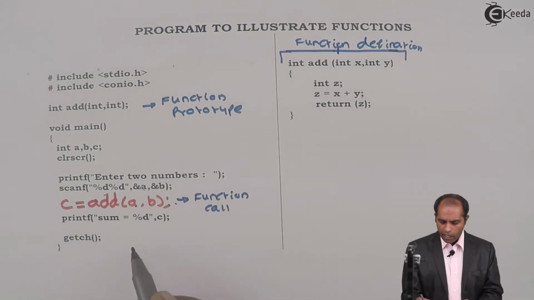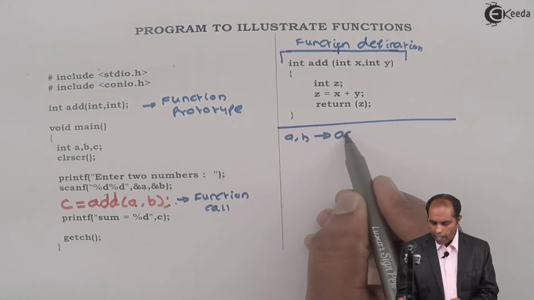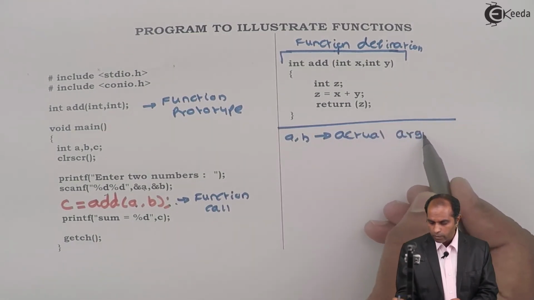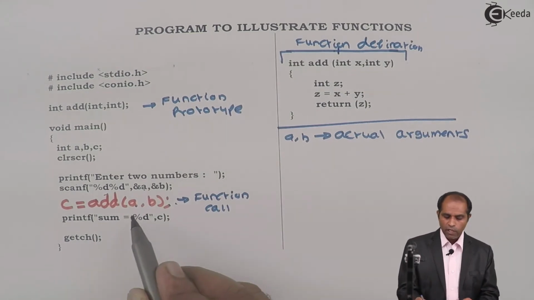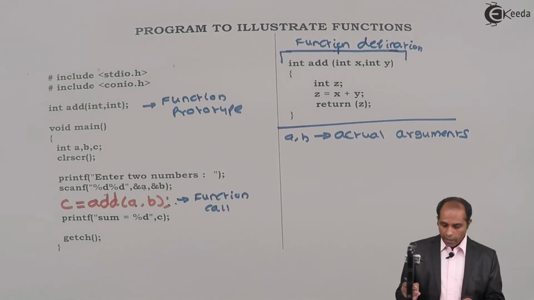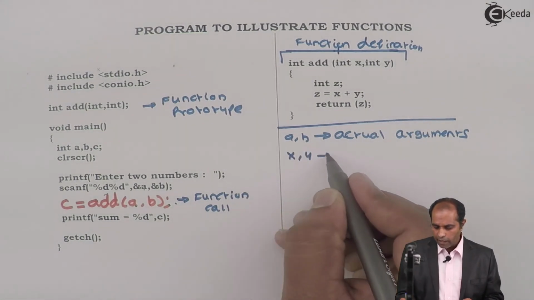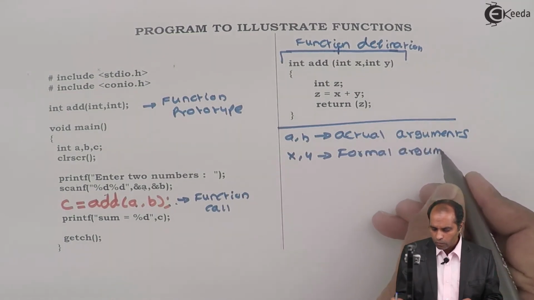Now here, the values of A and B are passed to X and Y. So A and B are called actual arguments, because this is the place where the values are going to move actually from call to definition. Where they get copied? They get copied onto X and Y, and X and Y are called formal arguments.